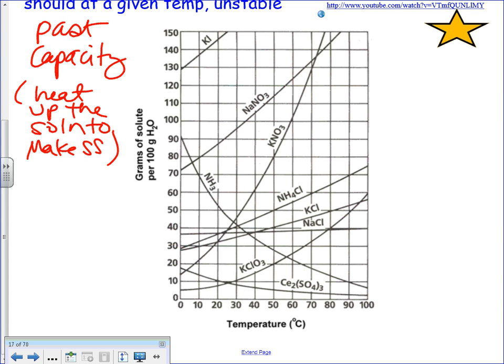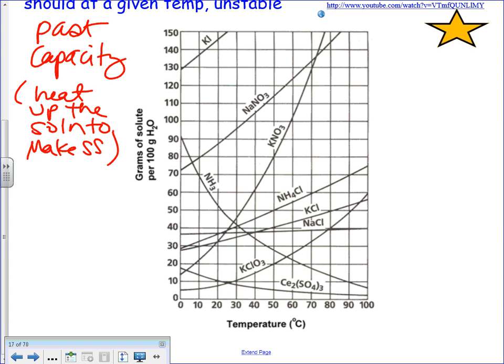Ammonium chloride, and then potassium chlorate. Good. Okay, so some of these weren't terms, and I'm not going to spell them out for you all the time. But this graph is what we just saw in the video. Individual lines represent the solubility of individual salts.